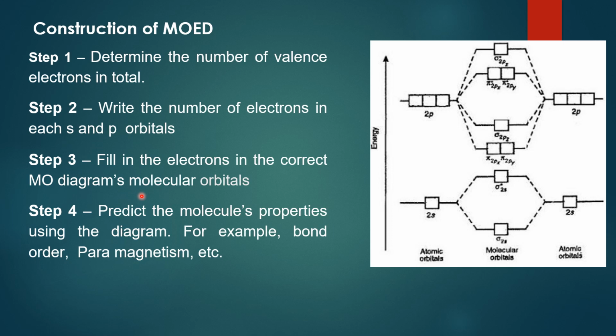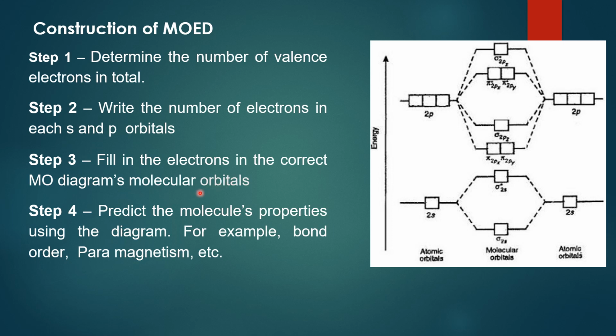If Nb is greater than Na, then we can say the molecule is stable. If Nb is less than Na, then the molecule is unstable. If Nb equal to Na, the molecule is unstable. From this, we can define the bond order as half of the difference in the number of electrons in the bonding and anti-bonding orbitals. The formula for calculating the bond order is (Nb minus Na) by 2.